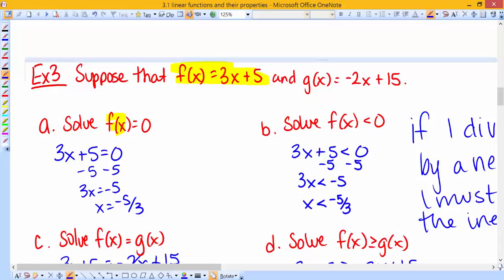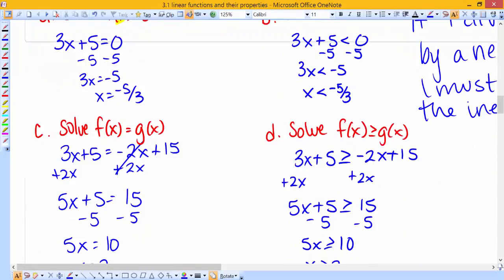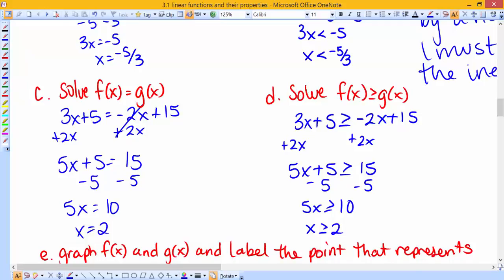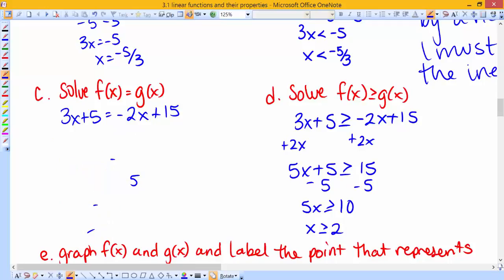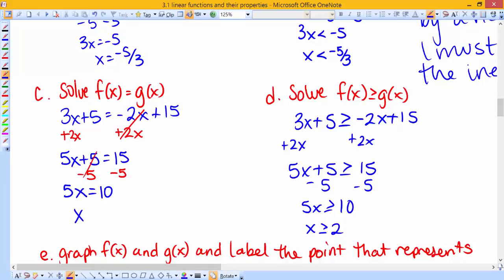All right, now let's finish going over this example. In C, it says solve f of x equals g of x. So I'm going to take my f of x, which is 3x plus 5, set it equal to my g of x, which is -2x plus 15, and then I'm going to solve for x. So I'm going to start by adding the 2x. So I'm combining like terms. So I have 5x plus 5 equals 15. Then I'm going to subtract the 5. And I have 5x equals 10, so x equals 2.